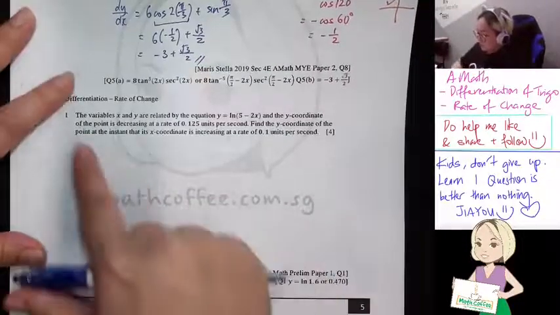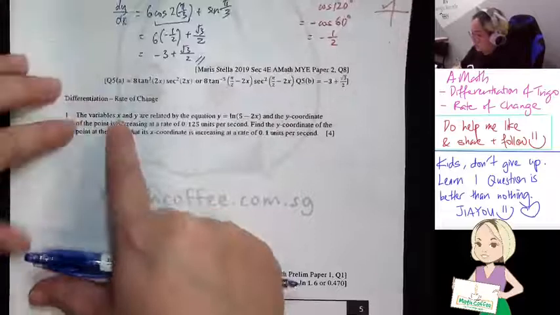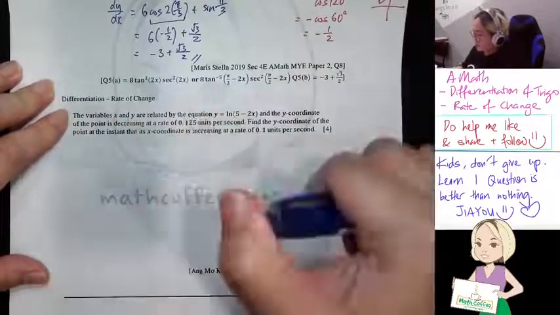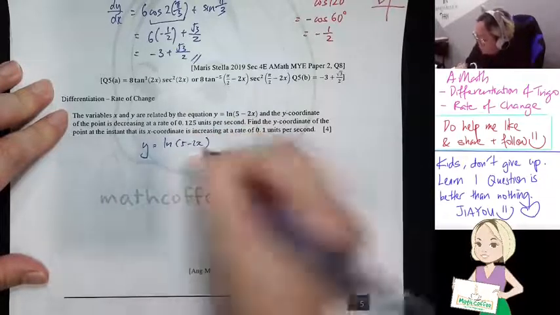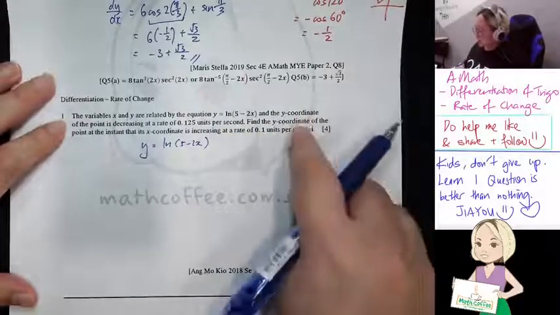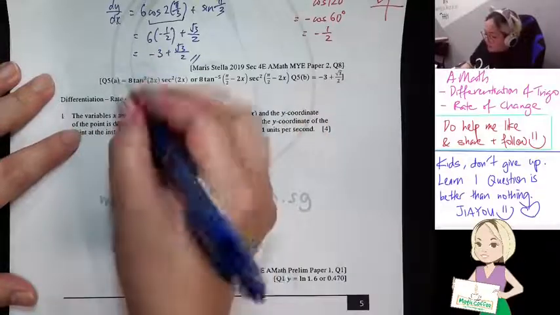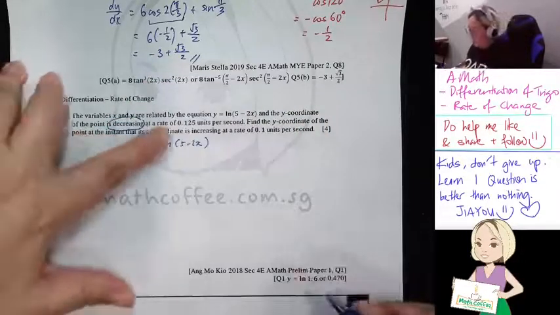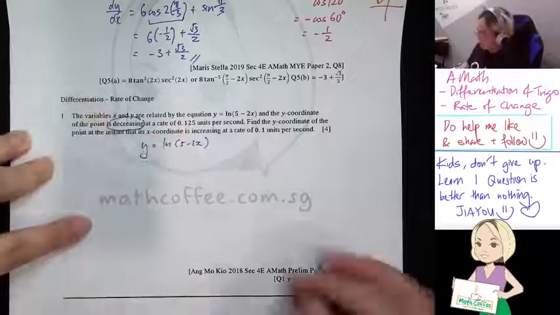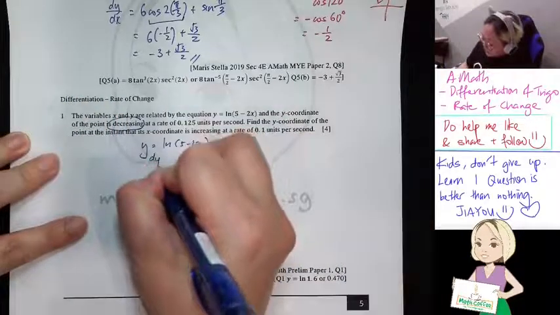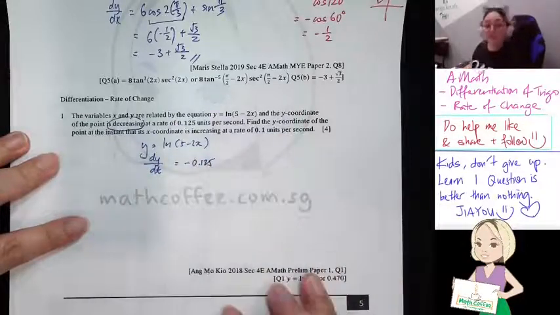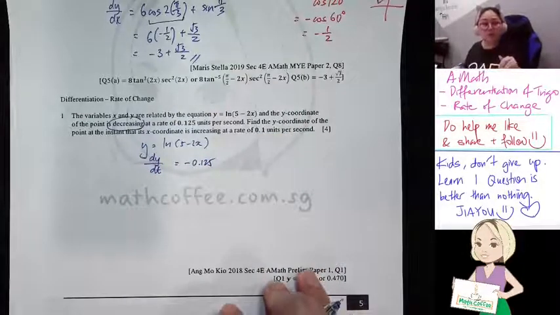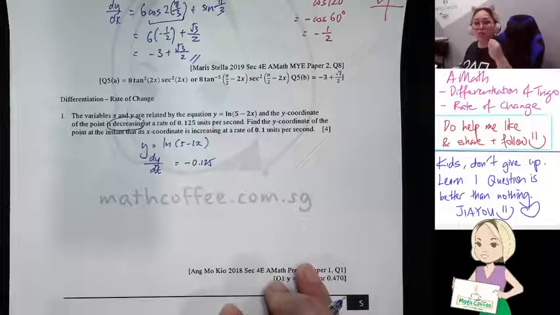So first, let's read the question. The variables x and y are related by this equation: y is equal to ln of 5 minus 2x. The y coordinate of the point is decreasing at the rate of 0.125. So this one means they give me dy/dt is equal to minus 0.125. They did not say it's negative 0.125, but they say it's decreasing. So you automatically must put the minus on yourself.